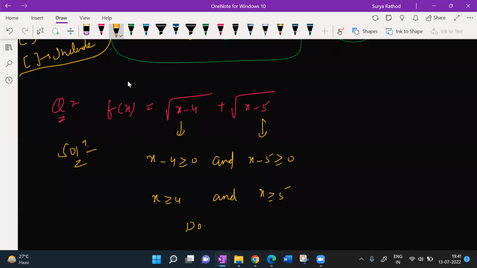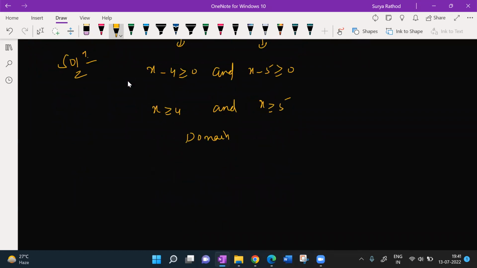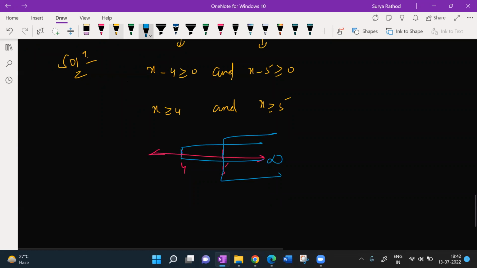Right? What is the domain now? Very simple, beta. x greater than 4 and x greater than 5. See, and is nothing but intersection. If you don't understand, put it on the number line. 4, 5. x greater than 4. So 4. x greater than 5. So till infinity. Which means, can I write now?